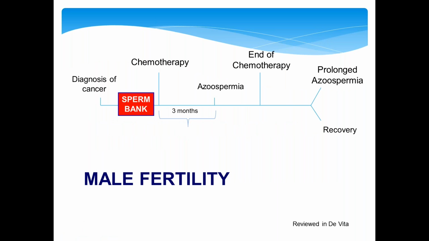So this diagram really shows what can happen when a young man is exposed to chemotherapy. Once you do receive your chemotherapy, usually within the first 3 months, you won't actually be producing any new sperm until really after the end of chemotherapy, when we can decide what will happen from there. So either you will have recovery of your sperm count over time, or have prolonged azoospermia, which essentially means that you won't actually have recovery of your sperm count.